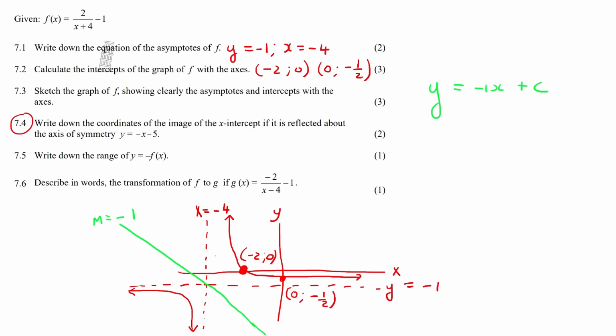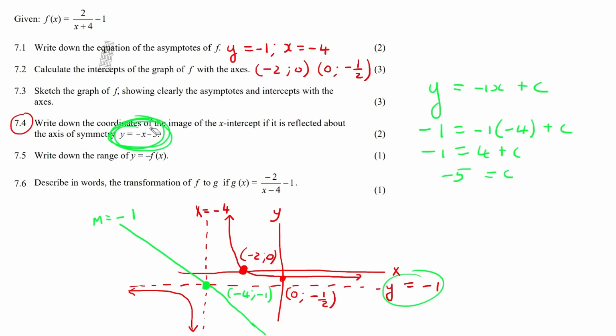Then, to find c, you would plug in a point on that line, which is this one over here. Now, what would the coordinates be? Well, it's easy. We know that the x value is -4, and we know that the y value is -1 at that point over there. So we can plug that in. So y is -1 and x is -4. And so you end up with -1 equals 4 plus c. And if you get c by itself, it's -5. Okay, so this is the correct line that they've given us. I just wanted to make sure.